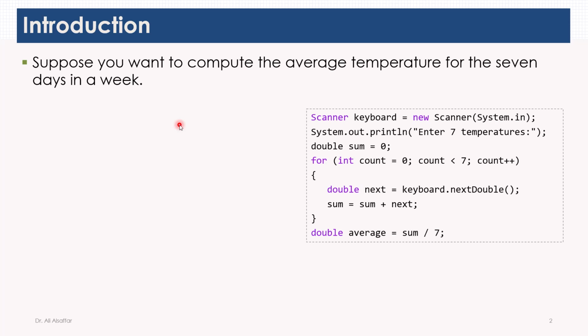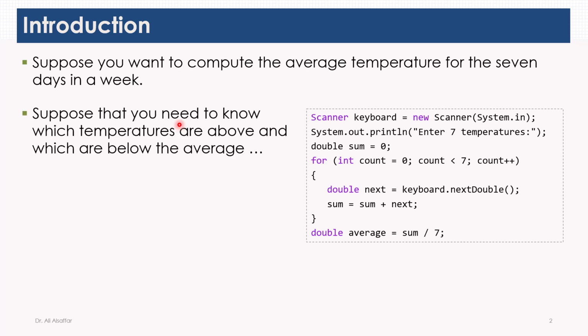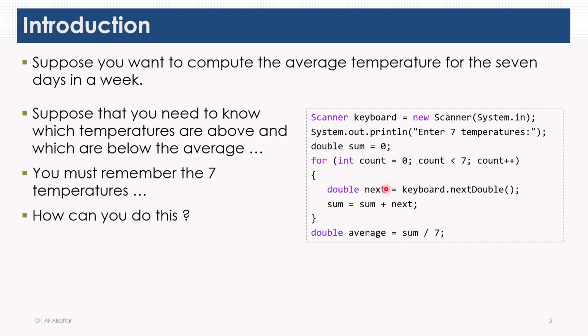Now let us change the problem requirement and suppose that you need to know which temperatures are above and which temperatures are below the average. To answer this question, you need to remember the 7 temperatures. But in our code here, whenever you read a temperature, the previous temperature is gone, does not exist, and is not saved anywhere in the memory. So how do we change the code to solve the problem according to this new requirement?